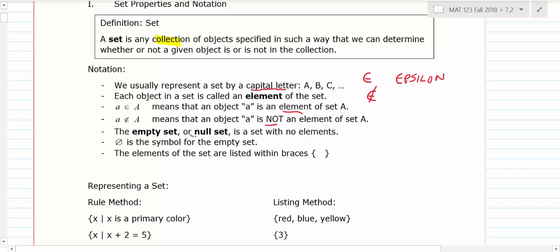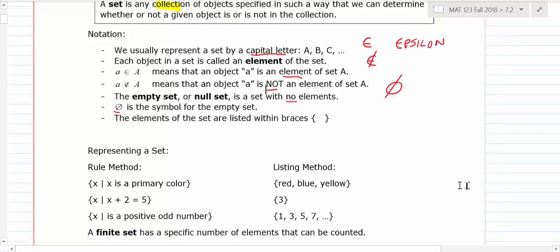Okay, the empty set, or we sometimes call that the null set, is the set of nothing. There's nothing in that set, so it's an empty set. We usually use this symbol to mean it's the empty set. That's not the same as 0, by the way. That's an empty set. And we usually list the elements with braces. So that's what we're going to learn how to do. Really, we're going to start off with some pretty simple things on here.